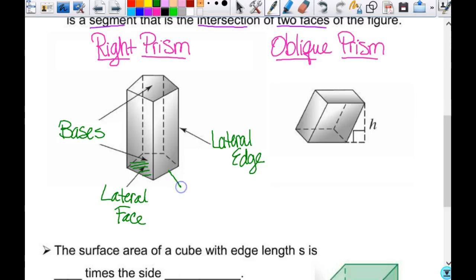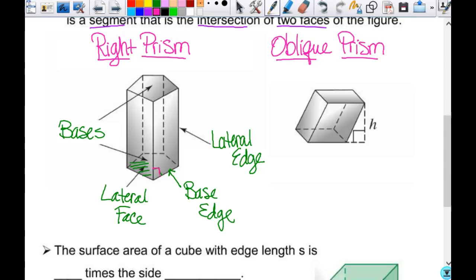And then this right here is a base edge because it is an edge of a base. It's not where two bases come together though, because that makes no sense. And because it's a right prism, well, you can't really see that. That is a right angle right there.